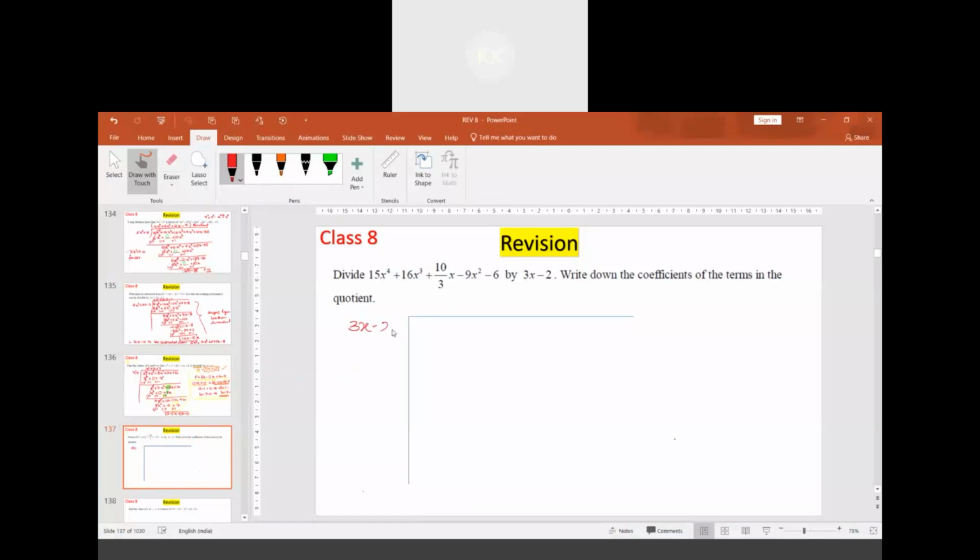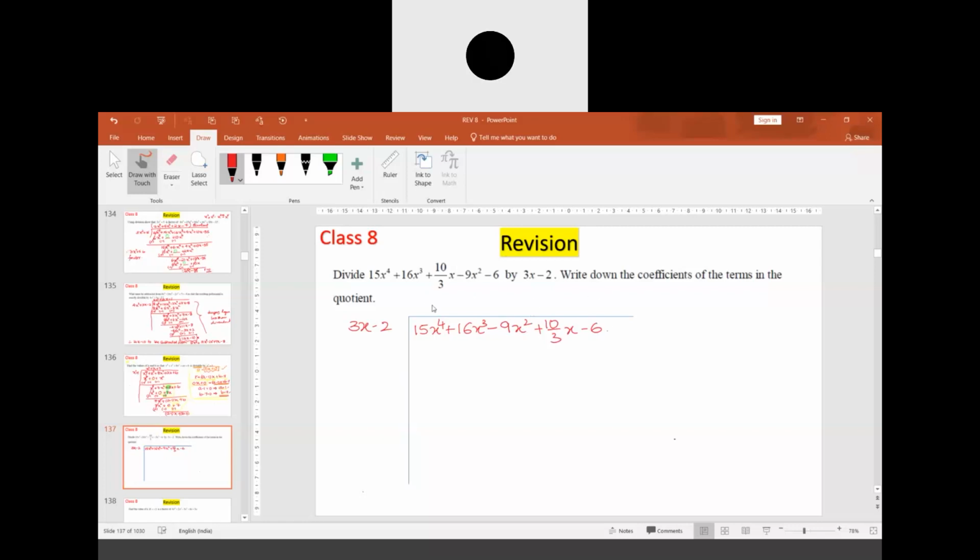Here 3x minus 2 is the divisor. We have to divide this 15x to the power 4 plus 16x cube plus 10 by 3x. Shall I rearrange the terms? Shall I write the x square term before? Yes, sir. So here it is minus 9x square term. Then there is plus 10 by 3x minus 6. All right. Is it okay?